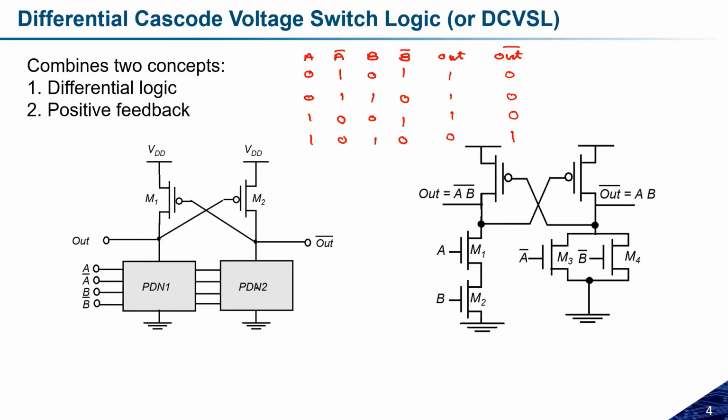So this is how differential cascade voltage switch logic will work. This will save the power dissipation, like the short circuit power dissipation between VDD and the ground. Okay, so this was the differential cascade voltage switch logic.